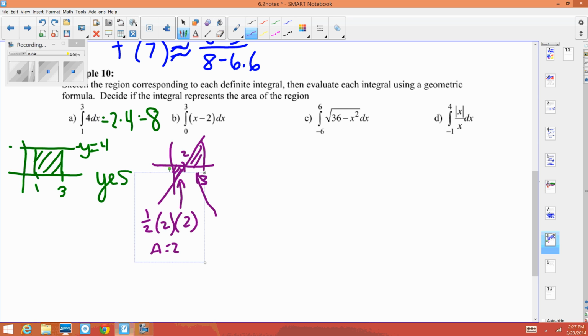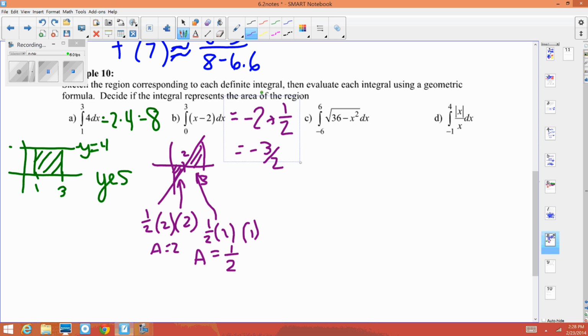This one, we'll have 1/2 times 1 times how high up does that go? That would be 1. So that would be 1/2 this time. So the integral, remember, if it's underneath, we put a negative: -2 plus 1/2. And you could leave it like that. If you want, you could write -3/2. That does not represent the area. The area instead would be 2 plus 1/2, if you're curious about that.